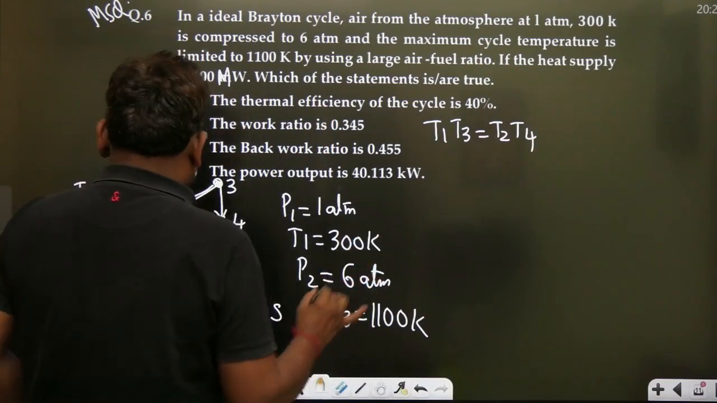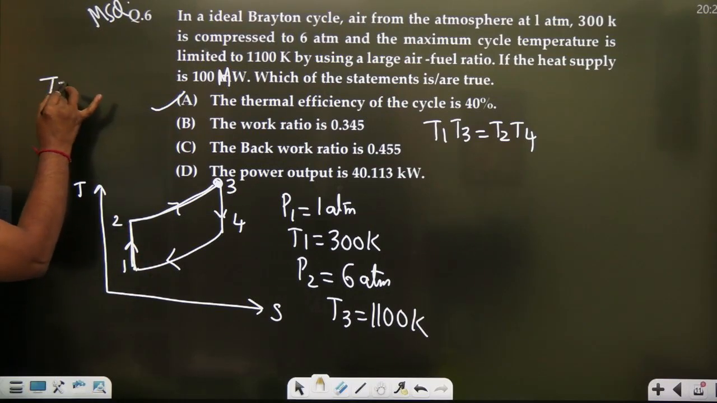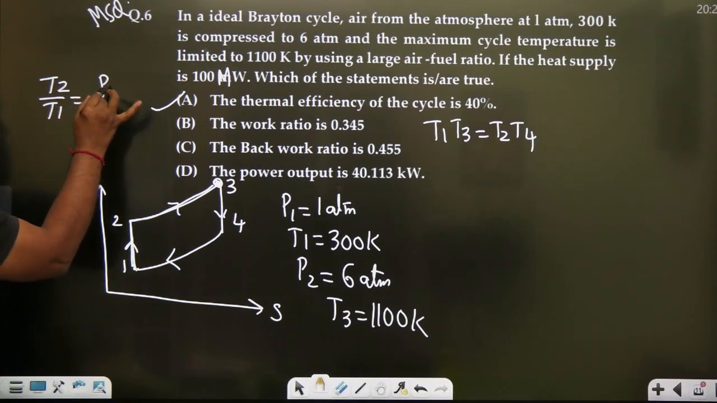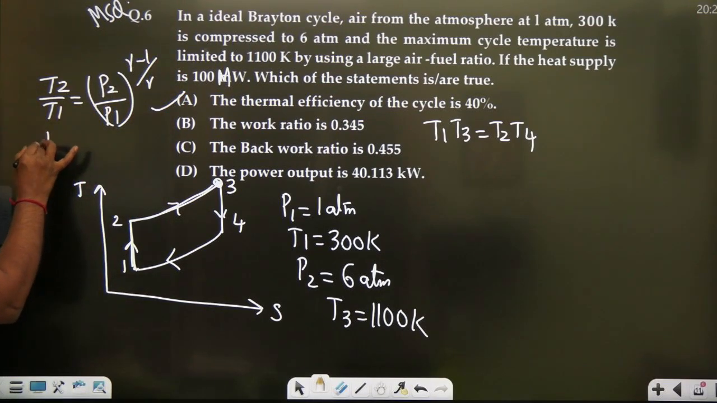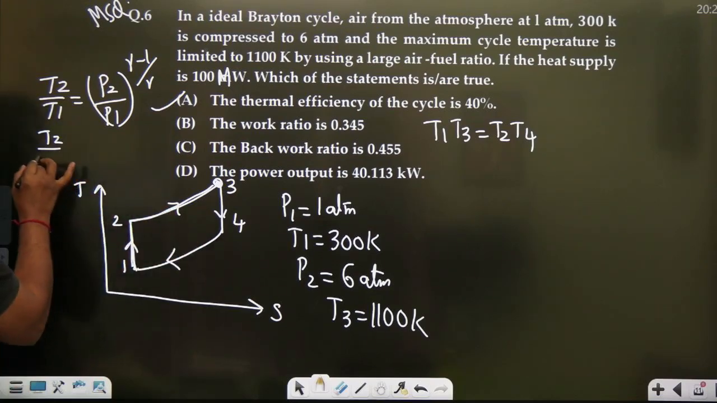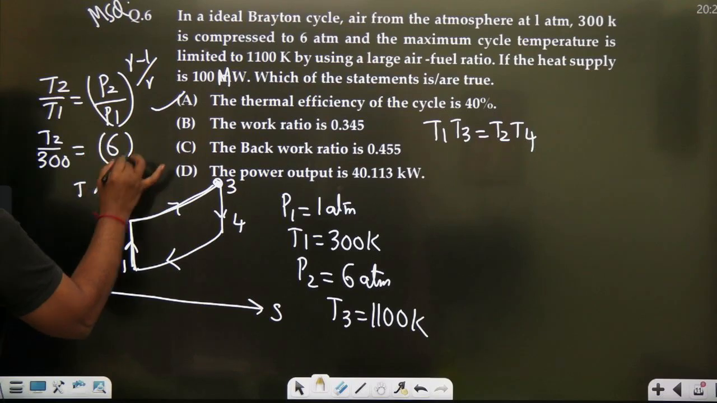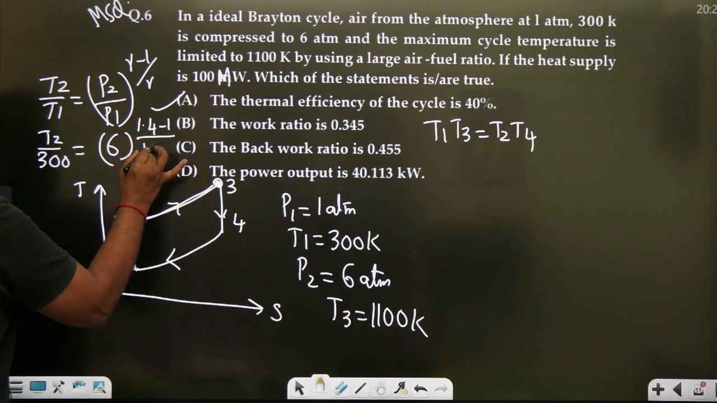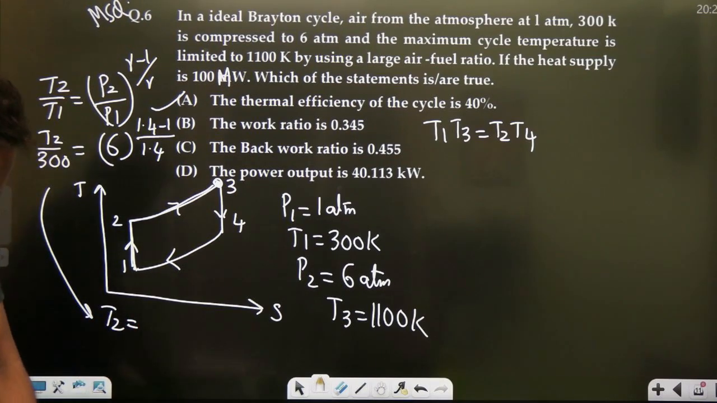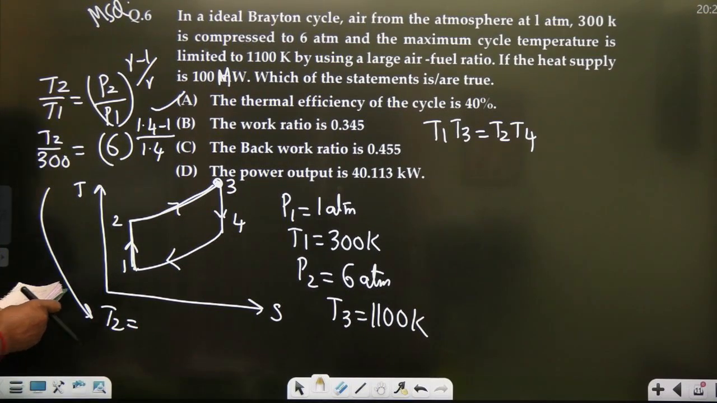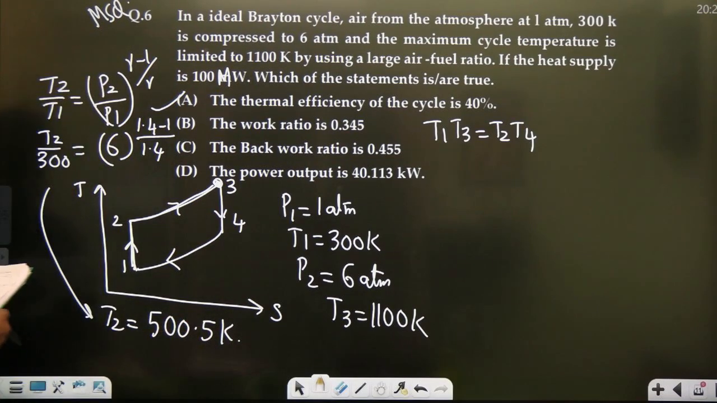How do I calculate T2? If you see the 1 to 2 process, it is reversible adiabatic compression. So T2 by T1 is equal to P2 by P1 to the power gamma minus 1 by gamma. T1 is 300. P2 by P1 is 6. Gamma is 1.4, so 1.4 minus 1 by 1.4. So from here I will get the value of T2. What is the value of T2? It is 500.5 Kelvin. No problem at all.